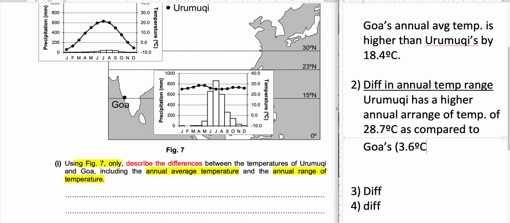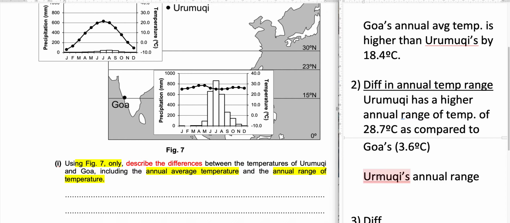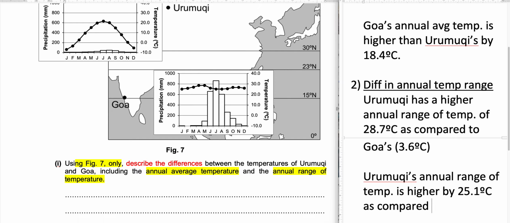Okay, because you know there's not many lines for you to read. Or if you don't want to write it this way, you want to shorten it further, you can do this. Annual range, spelled this wrongly, is higher by, so 28.7 minus 3.6 is about 25.1 as compared to Goa's.